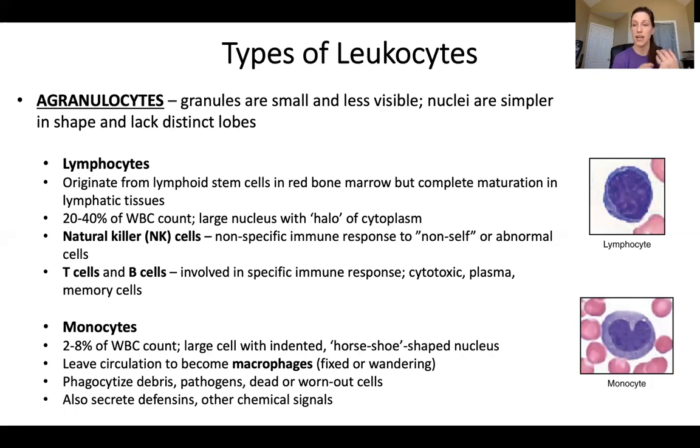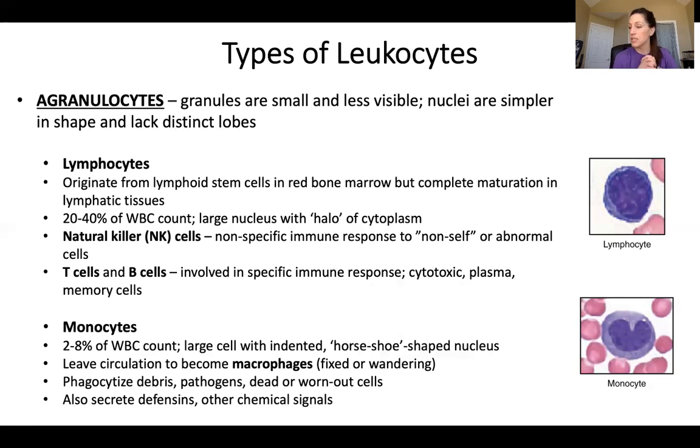And they'll, again, pick up things like cellular debris, bits and pieces of broken down cells, pathogens, dead or worn out cells. So these are those that are going to be picking up those red blood cell bits and pieces as they're being broken down. And they can also secrete defensins and other chemical signals that are going to help to signal other white blood cells to come help fight an infection. Okay, so all of these white blood cells are involved in immunity or the immune response in one way or another, but they all have slightly different, unique functions.